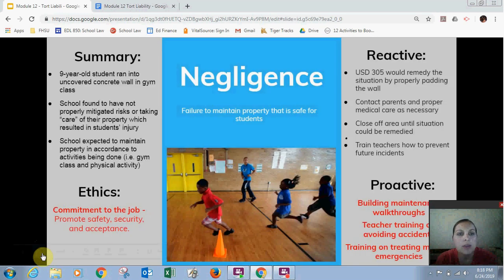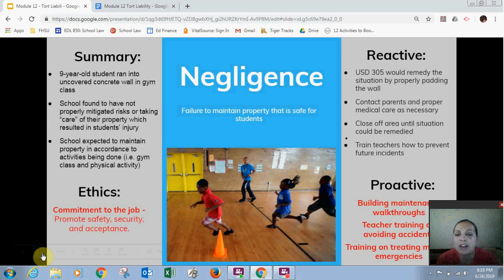The other case we ran into here was negligence. I thought this one was really interesting, which is why I picked this one. It was the failure to maintain the property that was safe for students in a PE class in Philadelphia. A 9-year-old student ran into an uncovered concrete wall in gym class. So the school was found to not have mitigated risks by taking care of their property.